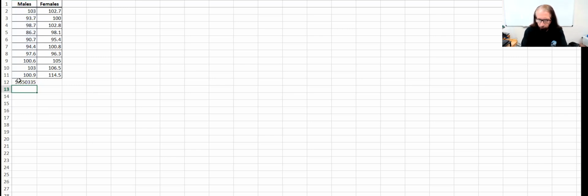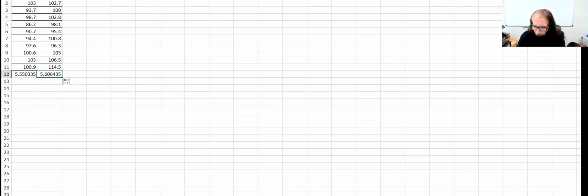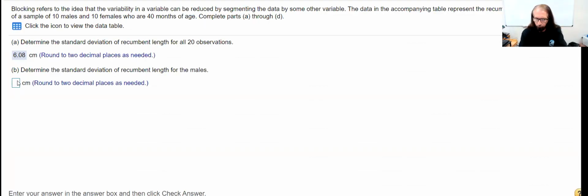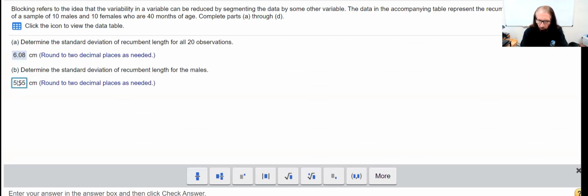For the males, probably still going to the hundredths. And then you can click on the first column. If you're hovering over the lower right, you can click and drag right, and it fills in the same formula for the new column. So if they are still going to the hundredths, 5.55 for the males and 5.61 rounded up for the females. And they do want it to the same place.